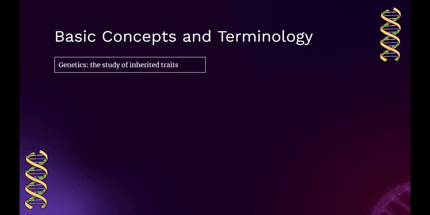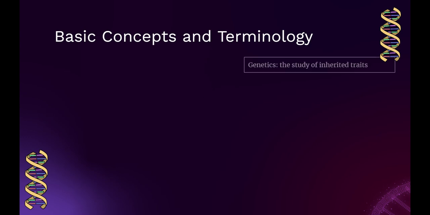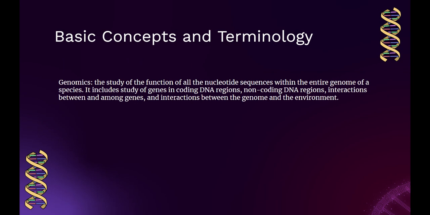Now, some basic concepts and terminology. Genetics is the study of inherited traits. A lot of it is under the umbrella of Mendelian genetics, but there are other subspecialties. What is genomics and why is that different? Genomics is the study of the function of all of the nucleotide sequences within the entire genome of a species. Every species has its own genome. Every person within the species has subtle variations. It includes study of the genes in the coding and non-coding regions of DNA, interactions between and among genes.